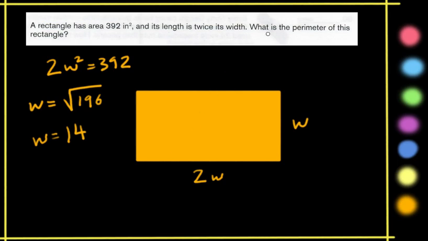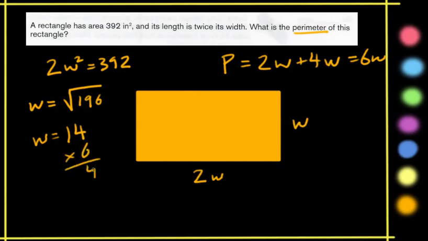Okay, great. Now it wants to know the perimeter. So the perimeter is just going to be 2w, that's going to be the two widths, plus 4w, right? That'll be the two longer sides. So that's just equal to 6w, and w is 14, so we just need to do 14 times 6, and that's just going to give us 84. So our answer here is 84 on this one.